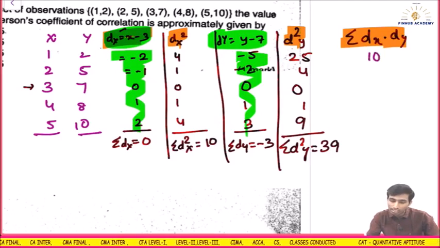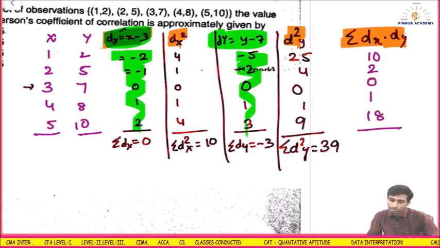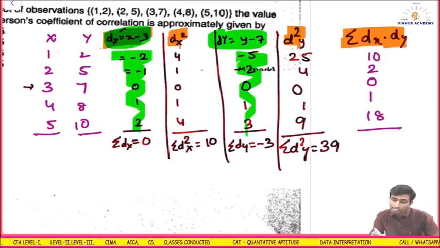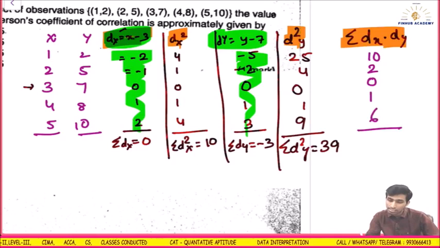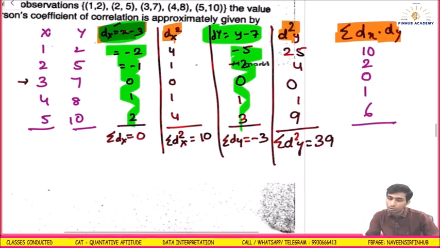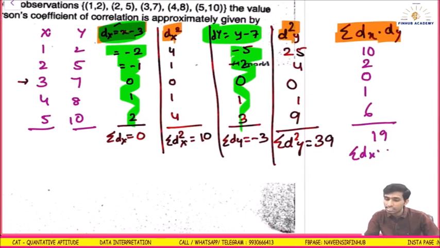5 2s are 10, 2 1s are 2, 0 1s are 0, 1 1s are 1, 9 2s are 18. The total is how much? Sorry, 3 2s are 6, I think. Okay, 3 2s are 6. Yes, 5 2s are 10, 2 1s are 2, this is correct, 0s are 0, 1 1s are 1, 3 2s are 6. Okay, 12, 13, 19. This is summation dx into dy.